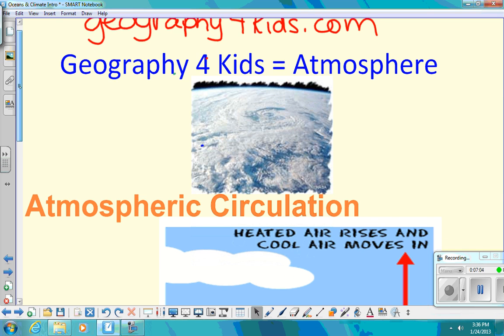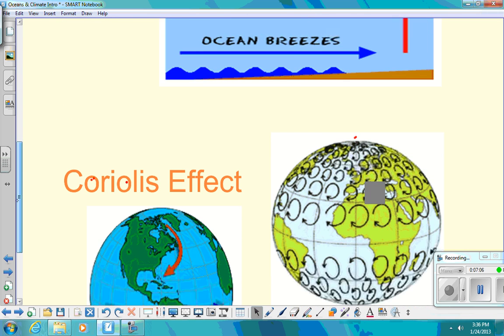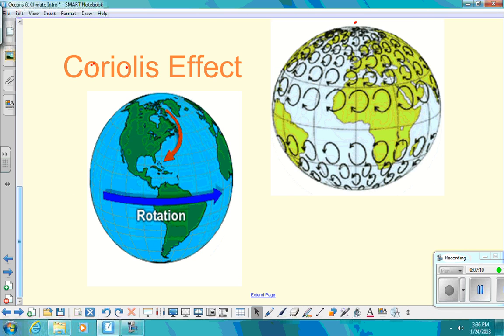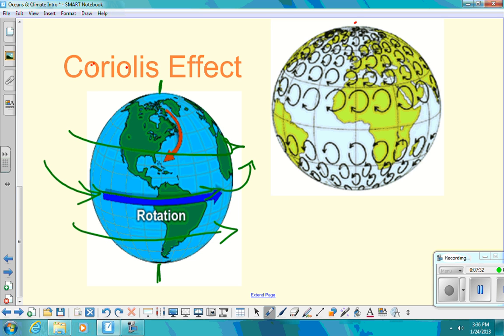So we've talked about atmosphere and its circulation. Let's talk a little bit about something called the Coriolis effect. Based on what we just discussed, you have the rotation of the Earth. Okay? Your Earth is always spinning. Right? And here's your axis. So your Earth is turning and spinning, turning and spinning. And when it turns, your air is going to blow in these curved rotations. Let's take a look.